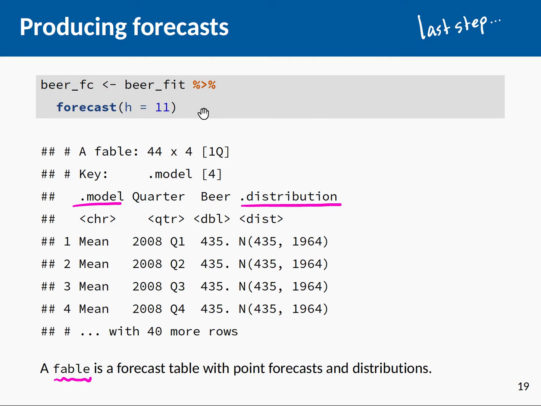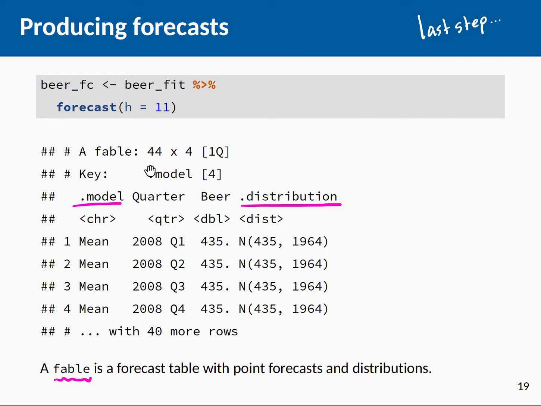So you can imagine that because you have 4 different types of models and you are forecasting 11 periods ahead, you're going to have 44 values. 11 times 4 from different models. And what you get is a fable. Now a fable is a forecast table with point forecasts and distributions.